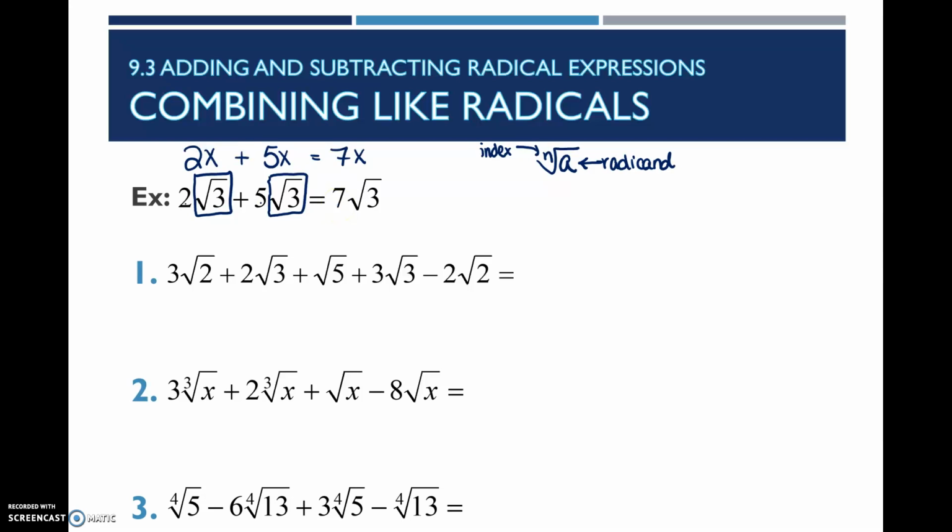So on each of these examples, I want you to match up the like radicals. So number 1, 3 times the square root of 2. Do you see any other square roots of 2? At the end, we've got negative 2 square root of 2. So 3 and negative 2. What is 3 minus 2? 1.